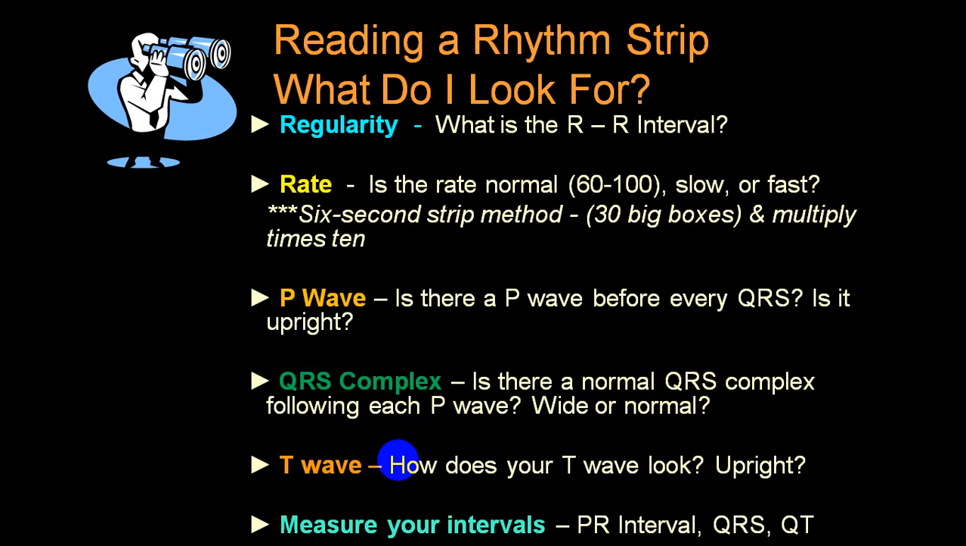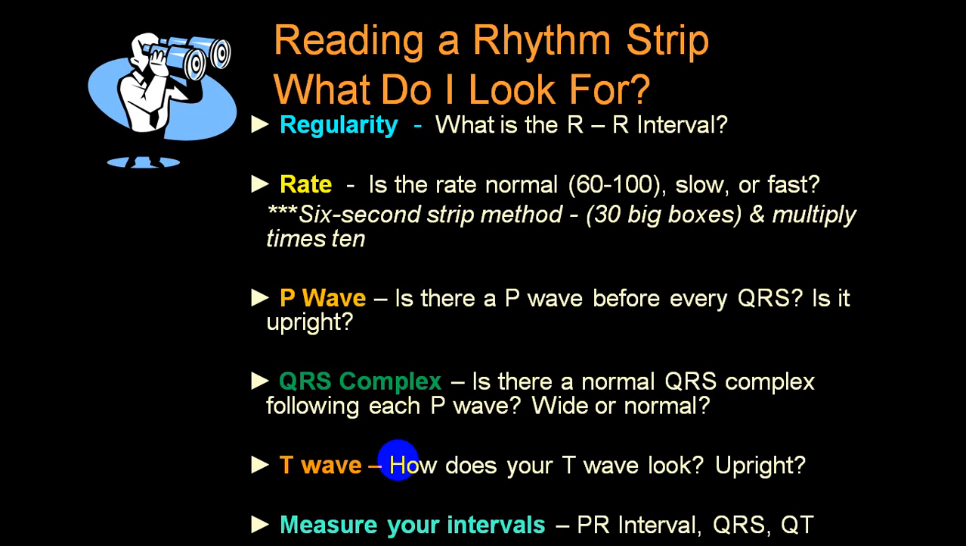So first, whenever you look at the rhythm strip, first find out the RR interval, whether it is regular or irregular. And if it is irregular, it is occasional, or regularly irregular, or irregularly irregular. Then try to find out the rate by any method. If it is regular, the technique we have already explained: 1500 divided by the number of small squares or 300 divided by the number of big boxes. And if it is irregular, then in a 6-second strip, the number of QRS complexes or P waves multiplied by 10. So that is how you can identify.